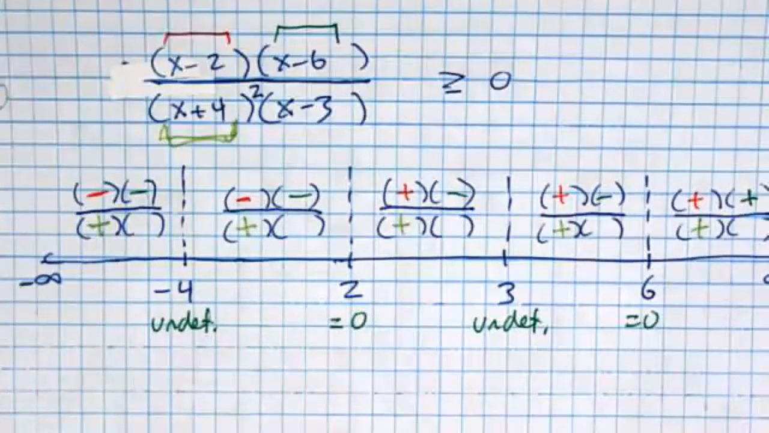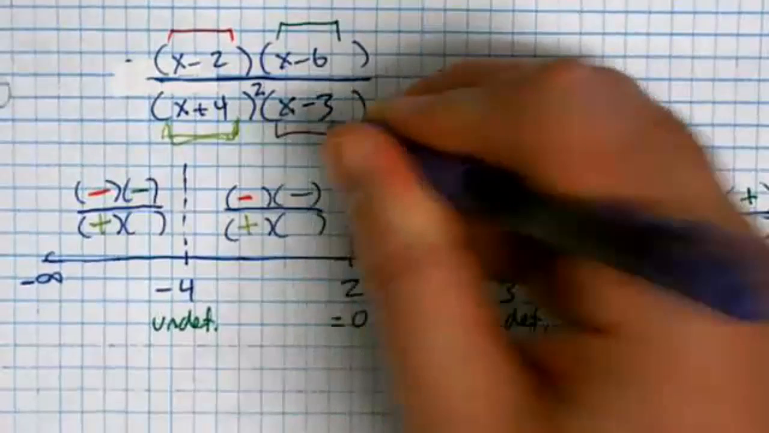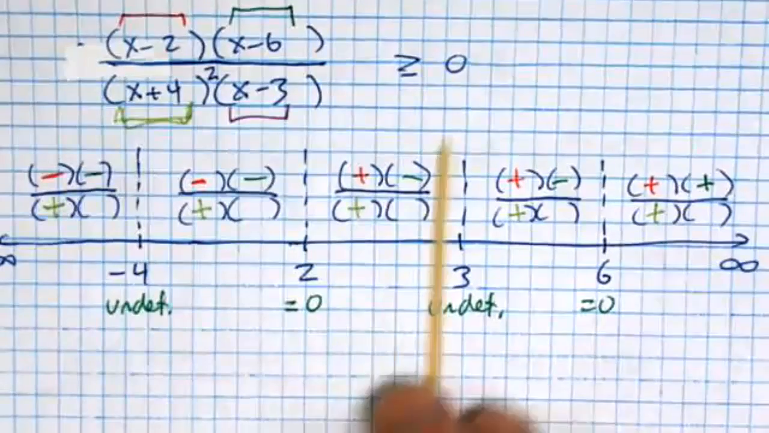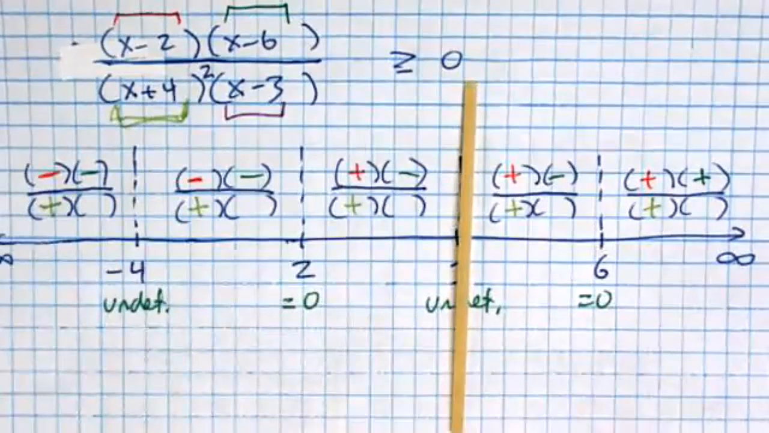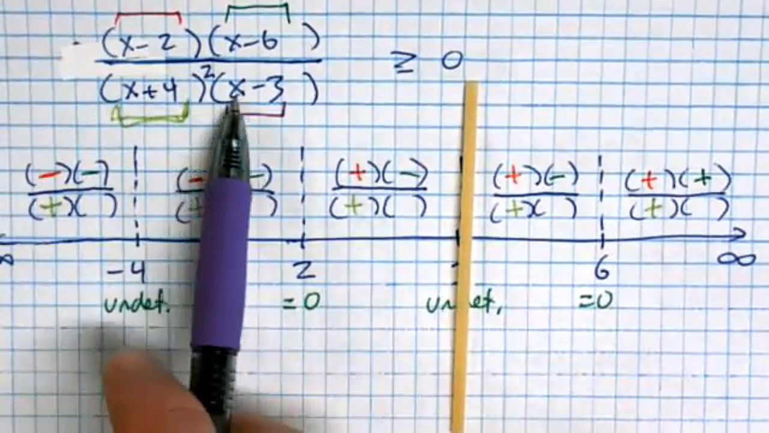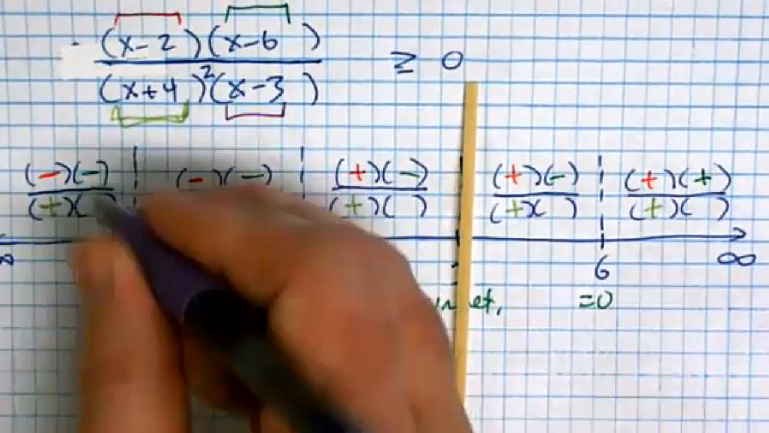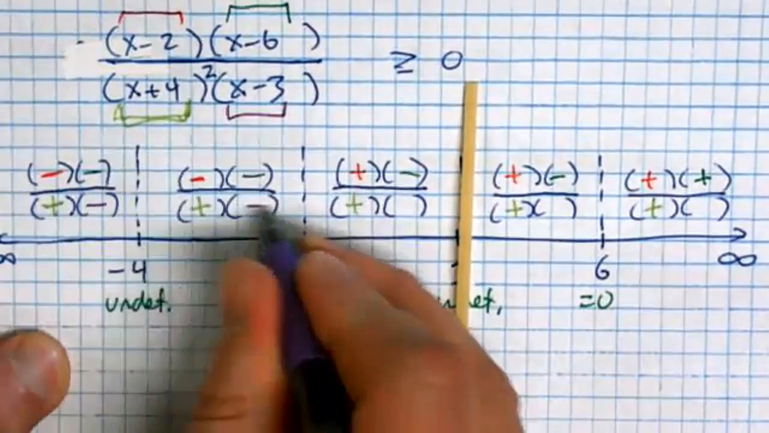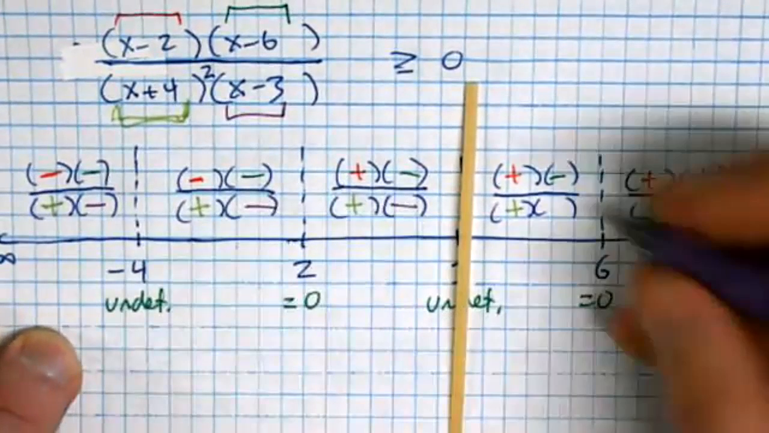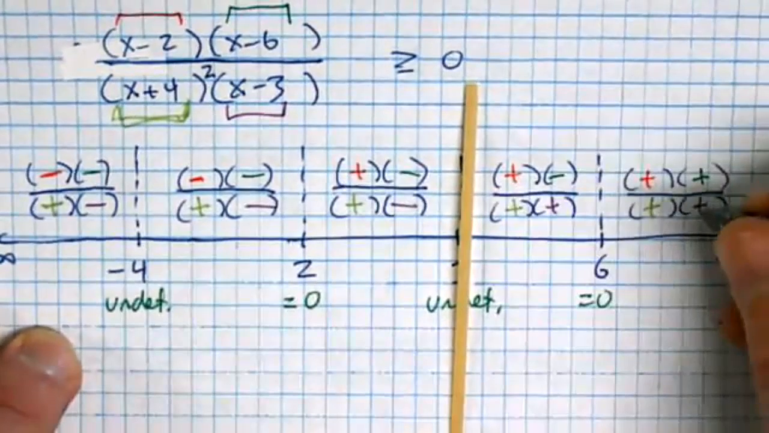And then x minus 3. Put my pasta wall up at 3 and think through that. If I pick something less than 3, that's going to make that negative. So these would all be minuses. And anything bigger than 3 is going to make that positive.